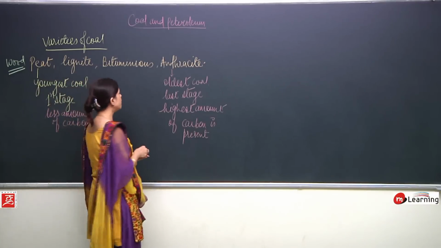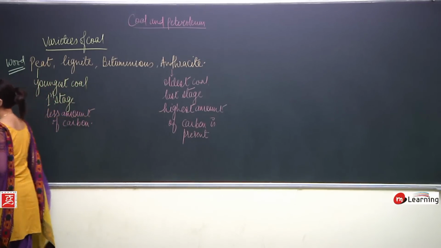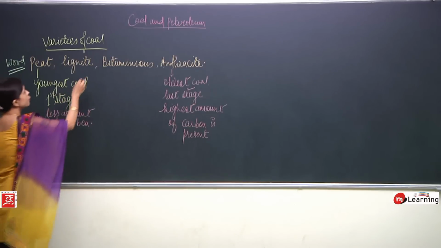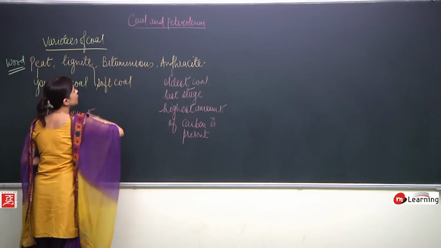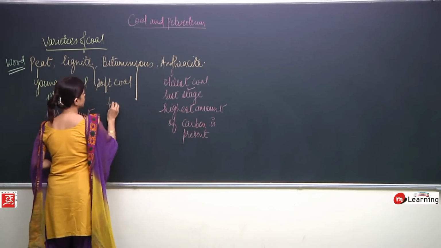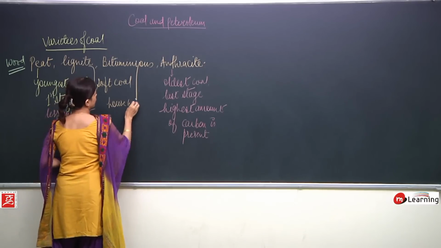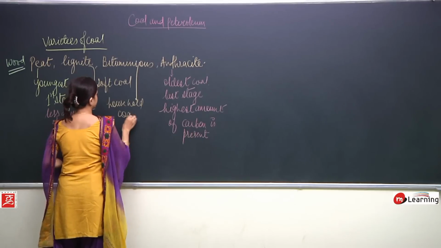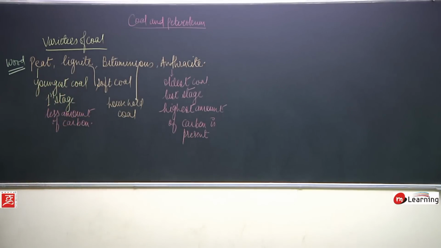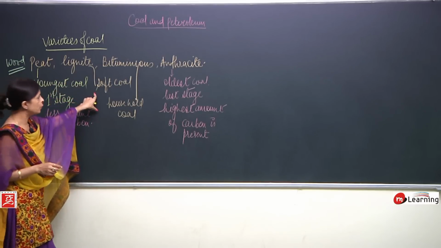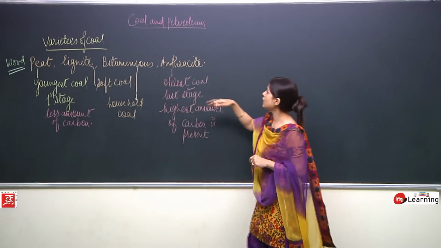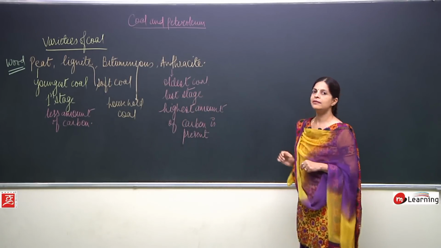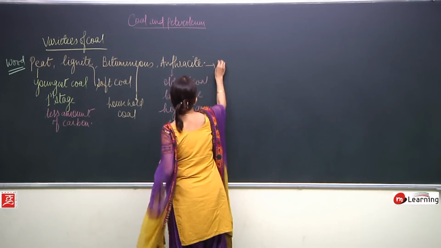Okay. And when I talk about lignite, what is it? It is soft coal. Okay, it is soft coal. Bituminous coal is household coal. Okay. Please pay attention over here. Lignite is what? It is soft coal. When I am saying lignite, it is soft coal. So obviously which one will be the hardest one? Obviously anthracite will be the hardest one.